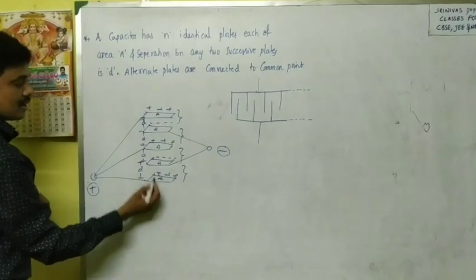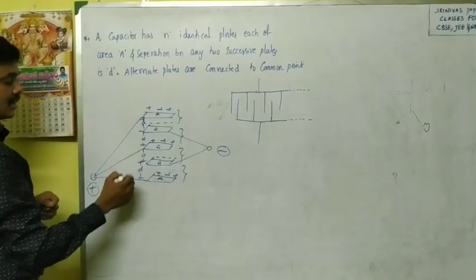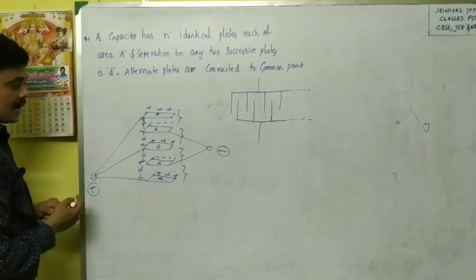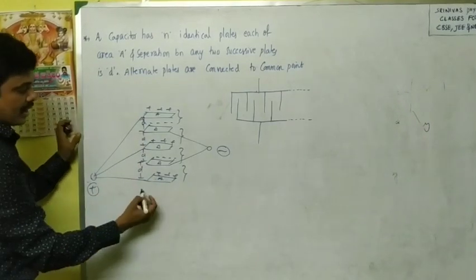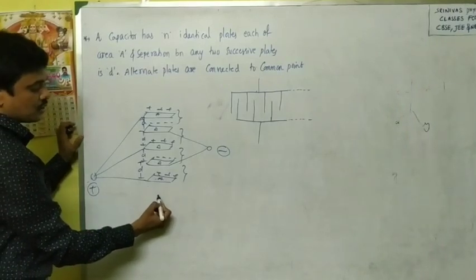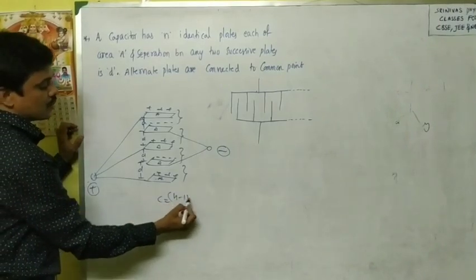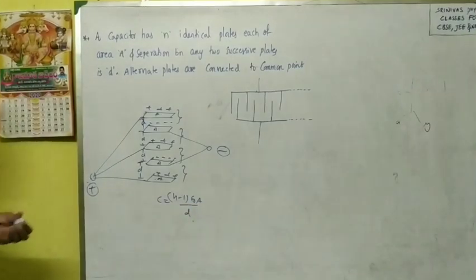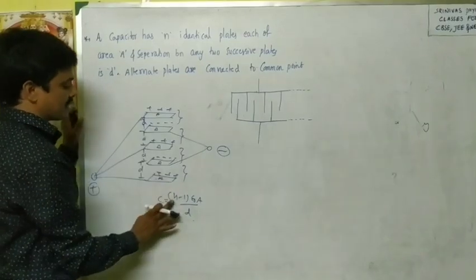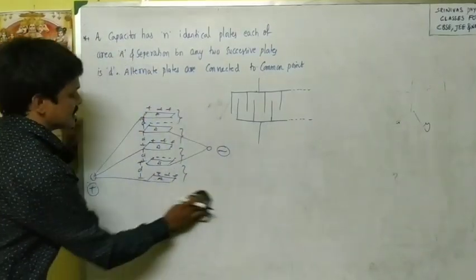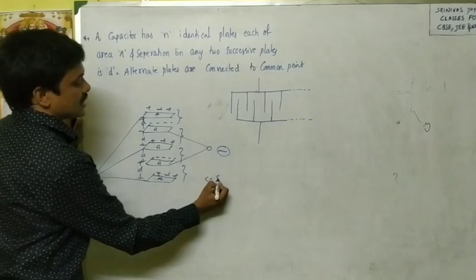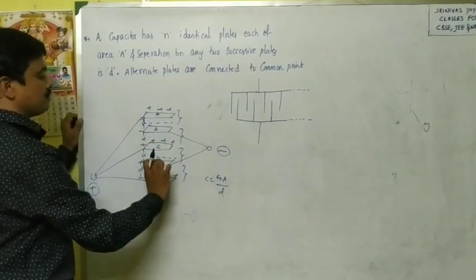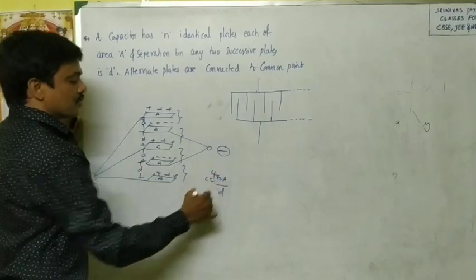Then how are they connected? In this case they are connected in parallel. Now in this case we write the total capacitance as n minus 1 into epsilon naught A by D. This is the formula. What is the formula for the capacitance here? For one capacitor it is epsilon naught A by D. But here how many capacitors are there? 1 2 3 4 capacitors are there. That is 4 epsilon naught A by D.